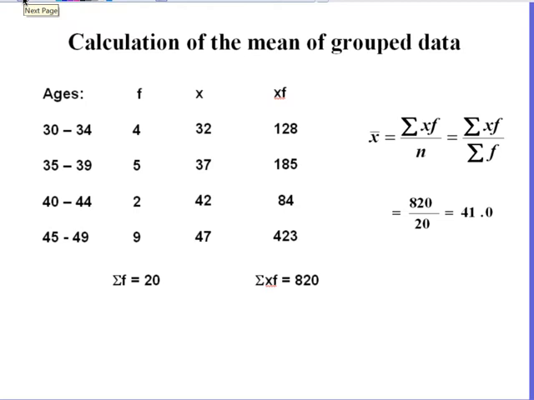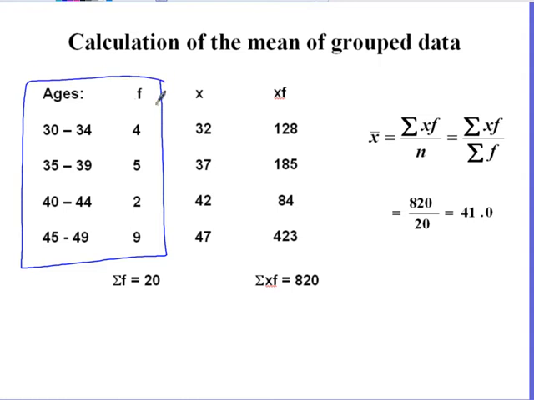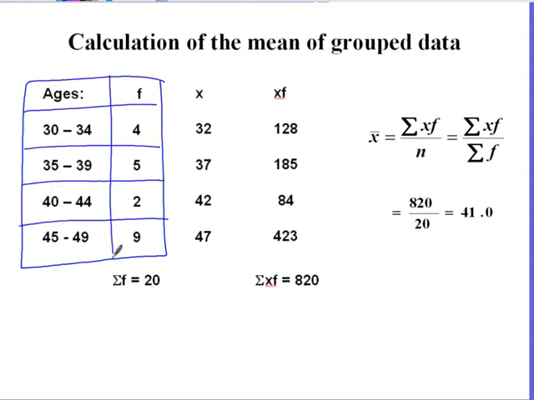Here's my frequency table. I walked in here and I've got my frequency table, and it looked just as is without the beautiful table that I just drew. It gives me the ages of 30 to 34, and I know that there are 4 people within that group. On 35 to 39, there are 5 people within that group, 2 people in the next group, 9 people in the next group. So the sum of all these f's ended up being 20. That's going to be my value of n that I'm going to use to divide by.